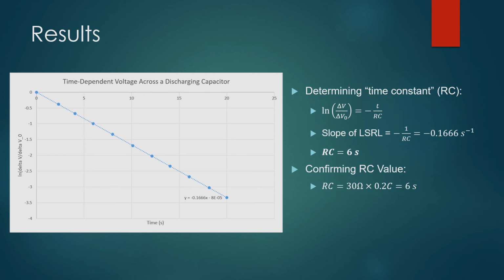So now we can plot the data from the previous table to obtain the following graph, which we know is linear. And its slope is simply -1 over RC. So this allows us to solve for the value of RC, which we can find to be 6 seconds. And we can confirm this value of RC with the theoretical value of RC provided by the Circuit Construction Kit, which would simply be the resistance times the capacitance, which we find to be also 6 seconds, confirming our theoretical value.